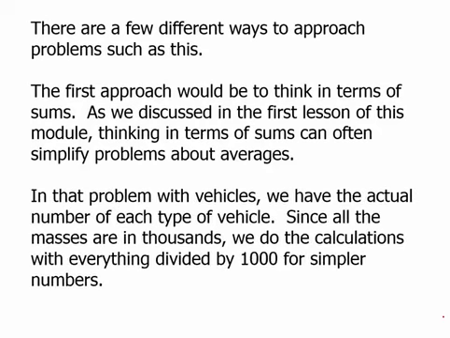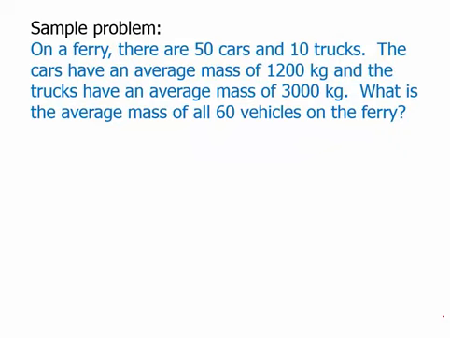In that problem with vehicles, we have the actual number of each type of vehicle. Since all the masses are in 1,000, we do the calculations of everything divided by 1,000 just for simpler numbers. So here's the problem again. And so how would we find the sums? Well, sum is average times number. So for the cars, that's going to be 50, and instead of writing it as 1,200, I'm going to divide by 1,000 and just write it as 1.2, just so we don't have a bunch of extra zeros floating around. 50 times 1.2, that's the same as 5 times 12, which is 60.